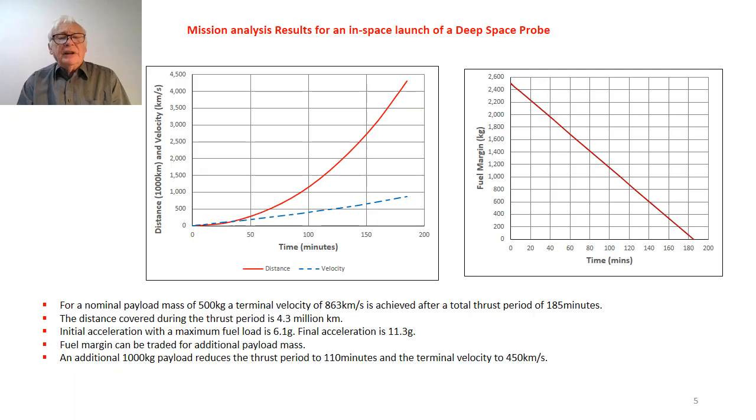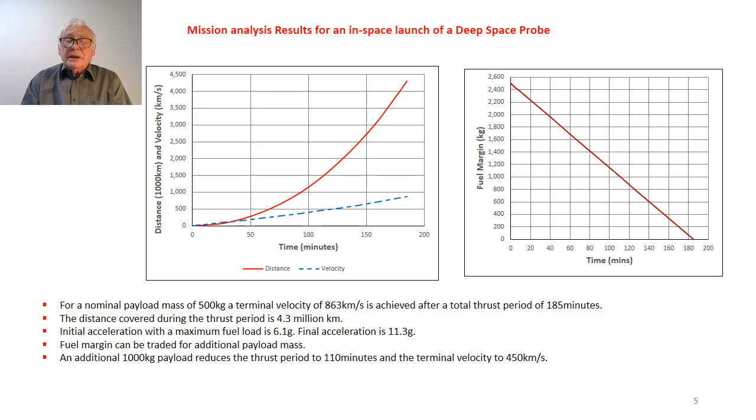If we look at the acceleration that we're going to get during this thrust period, you can see that even at the start with the maximum fuel load, you're accelerating at 6.1 g, and the final acceleration is as high as 11.3 g. So these are continuous acceleration levels that are perhaps more typical of a missile than a standard spacecraft. So the structural design of both the probe and the payload itself must take these acceleration levels into account.